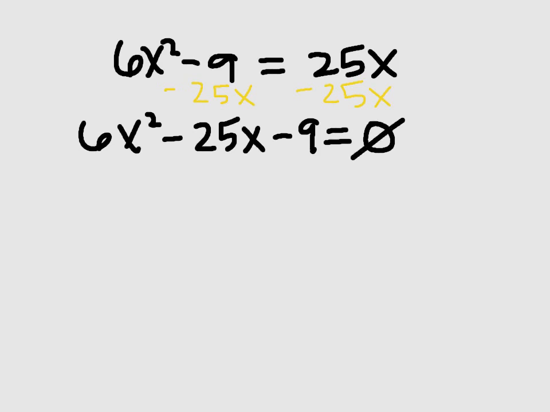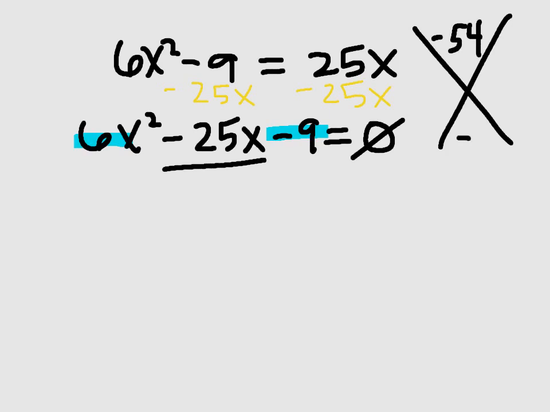And now we can start factoring. So we'll draw our little x to help us find our factors. And we're finding two factors of negative 54 because 6 times negative 9 is negative 54, that add to equal negative 25. These factors are negative 27 and 2.